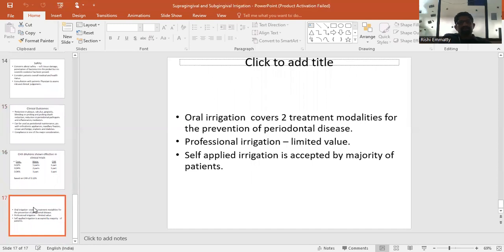These concentrations 0.02, 0.04, 0.06 are shown effective in clinical trials. Oral irrigation covers 2 treatment modalities for the prevention of periodontal disease. One is professional irrigation, which is of very limited value, and the other is self-applied irrigation, which is accepted by the majority of patients.